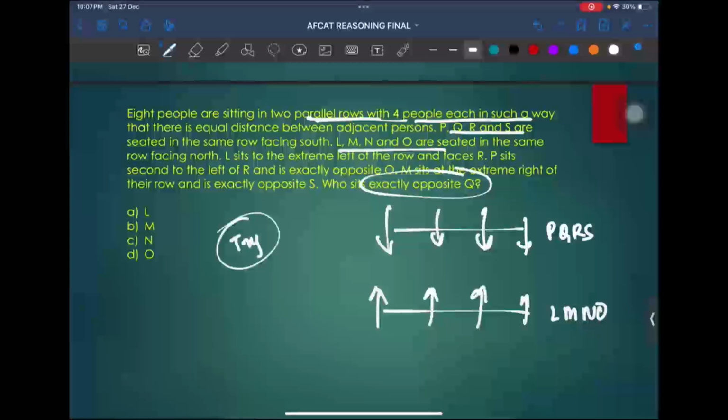P sits second left of R and is exactly opposite to O. M sits at an extreme right of their row and is exactly opposite S. Who sits exactly opposite Q?